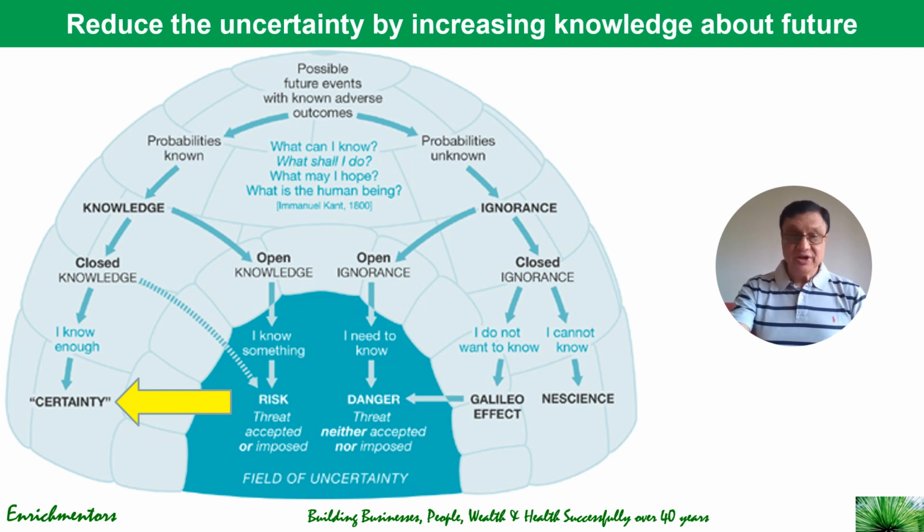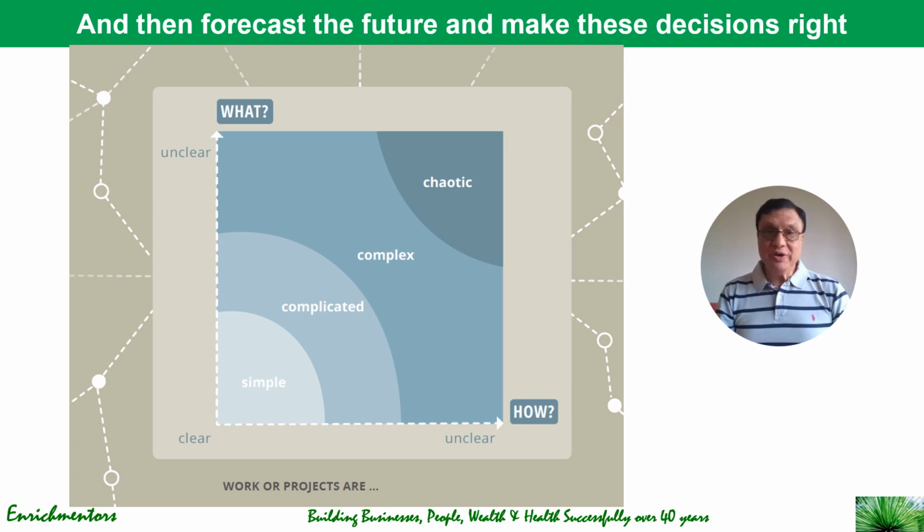Now, once you know about the future, then you can forecast the future, right? You can say what is going to happen 2 years, 3 years, 5 years down the line, and if your judgments are good based on your knowledge, then you make the right decisions. So then you know what to do. So you are reducing the complexity due to the uncertainty of the future, and then you can decide on what to do and how to do.